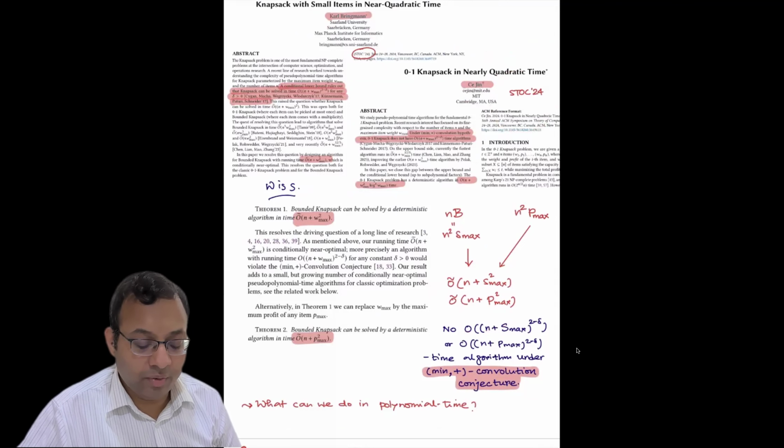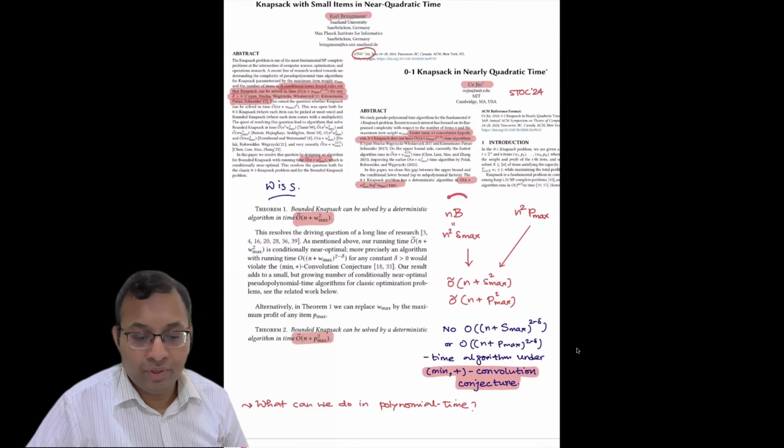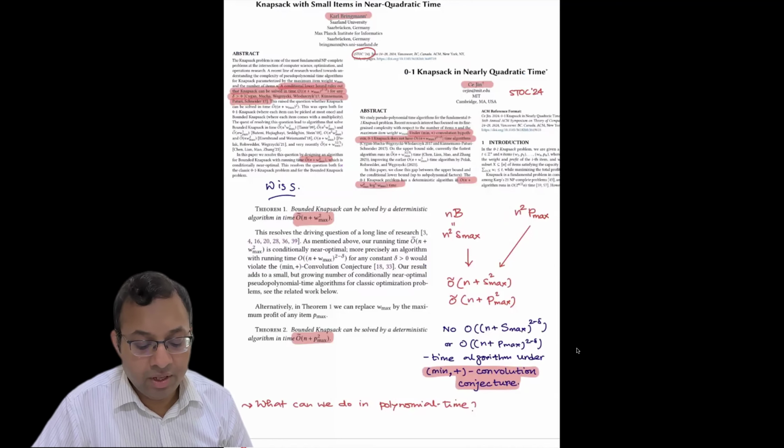So let me define what I mean. n b is the first algorithm that we saw last time. And now we saw n square p max, where p max is the maximum profit of an item. So n b you can also write as n square s max, where s max is the maximum size of an item and there are n items. Now, from n square s max and n square p max, the multiplicative factor, we have now achieved n plus s max square and n plus p max square. So this n is not multiplicative now, it's separated here.